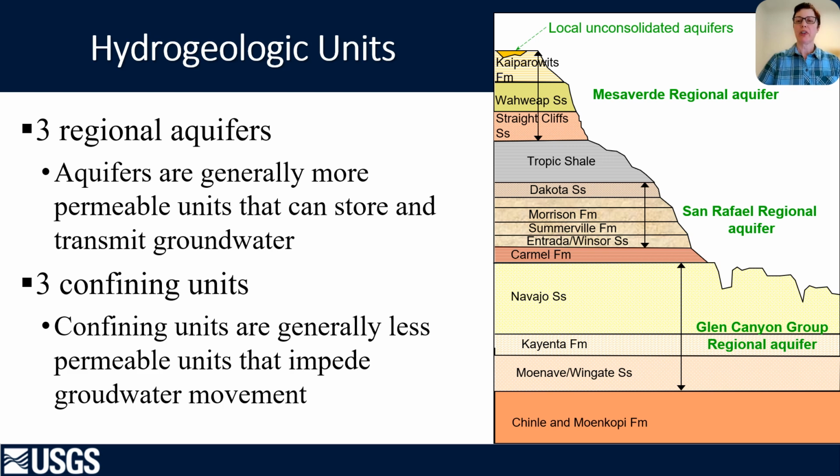Hydrogeologic units in the Escalante watershed consist of local and regionally extensive aquifers separated or underlain by regionally extensive confining units. Aquifers are more permeable units that can store and transmit groundwater. Confining units, on the other hand, are less permeable units that impede groundwater movement. Within the Escalante watershed, there are three regionally extensive aquifers: the Mesa Verde, San Rafael, and Glen Canyon Group aquifers. These are separated from each other by three regionally extensive confining units: the Tropic Shale, the Carmel Formation, and the Chinle-Moenkopi formations. Above the Mesa Verde aquifer, unconsolidated materials may act as a fourth local scale aquifer.